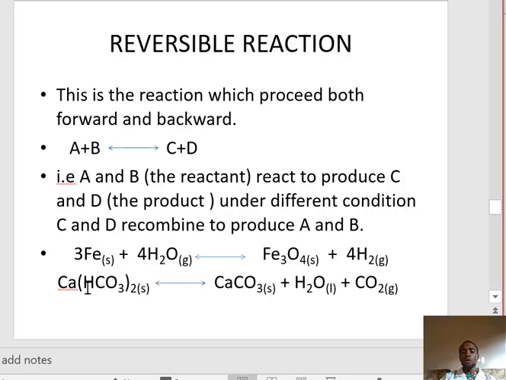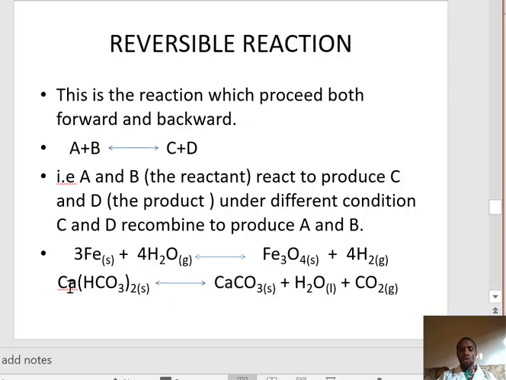A very good example of that is the reaction of iron with steam. When red hot iron reacts with steam, it will give us iron(II) iron(III) oxide plus hydrogen gas. It will liberate hydrogen gas.